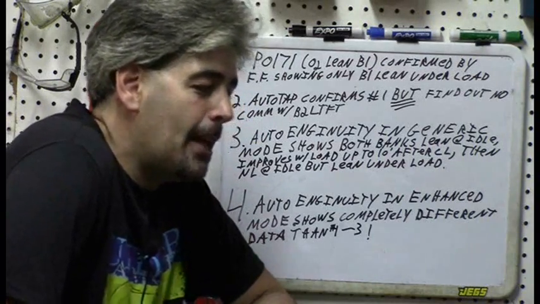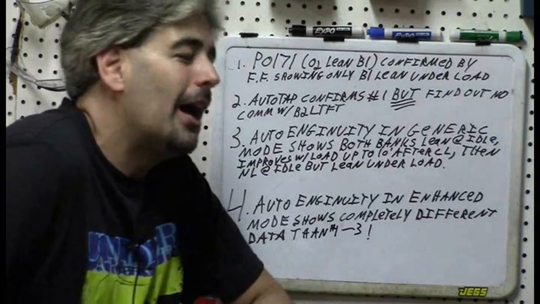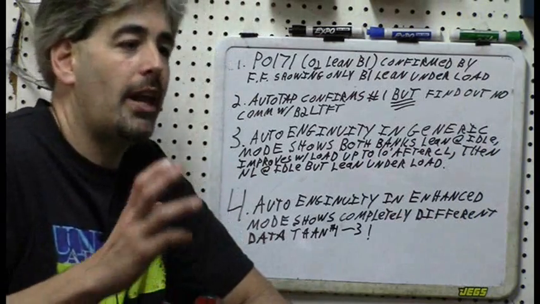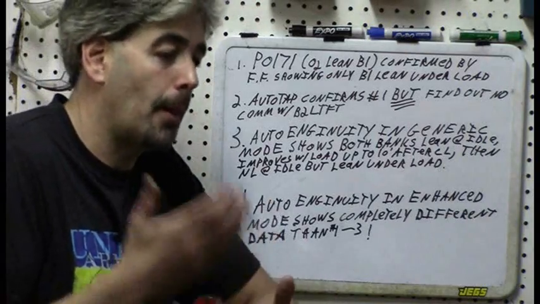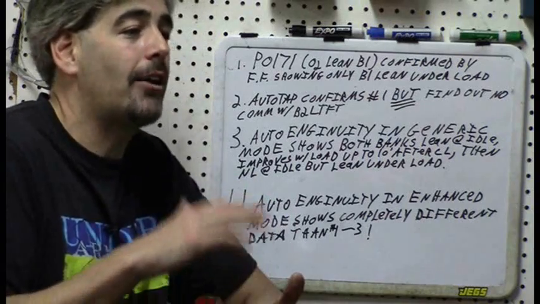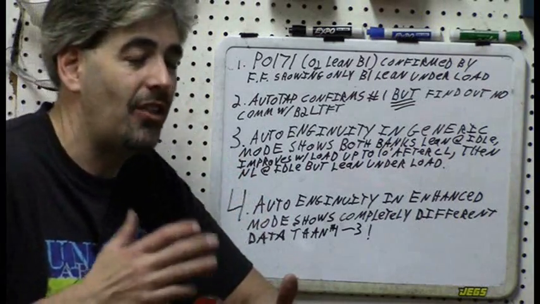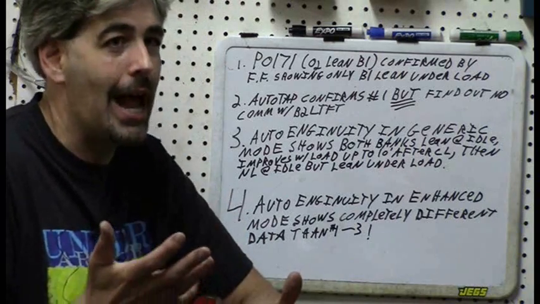It's kind of a problem because it's very variable. I have had it where, in enhanced mode with Auto Ingenuity, it actually did not report bank 2. Bank 2 was straight-lined and only bank 1 was responding to any variability. And then other times in enhanced mode, that did not happen.